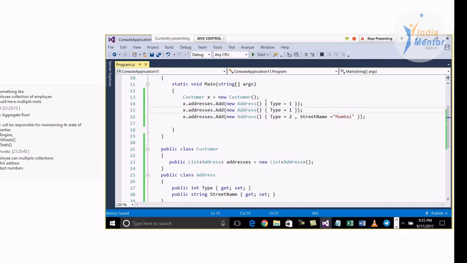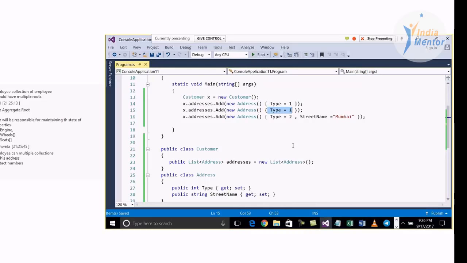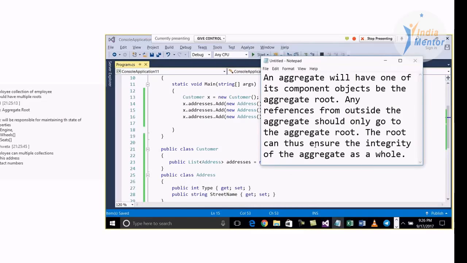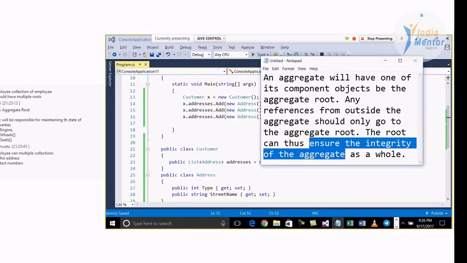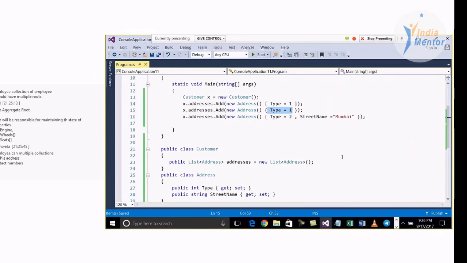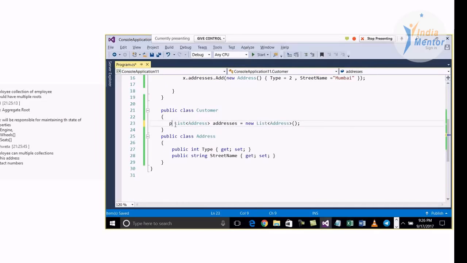I want that, when this type 1 is added again, it should throw an exception. Let me go back to that definition. It should ensure the integrity of the aggregate as a whole. So as a whole, I want that one customer can have only one type of home address or office address. So what you do, first thing, you make this private. Right? You will expose a method. Let me create a public method.